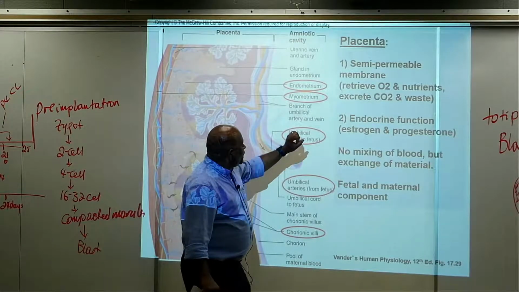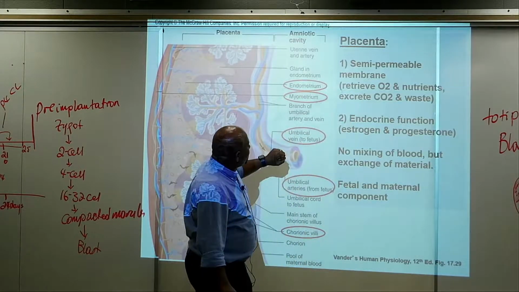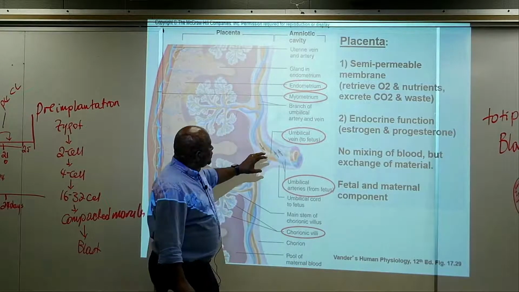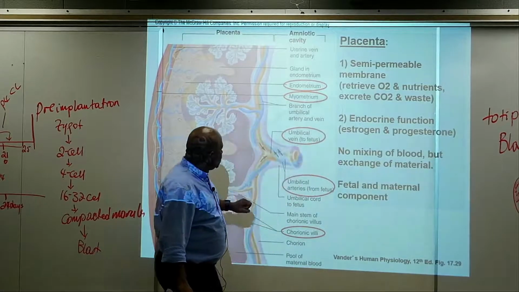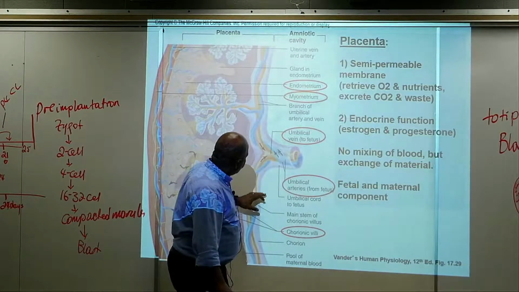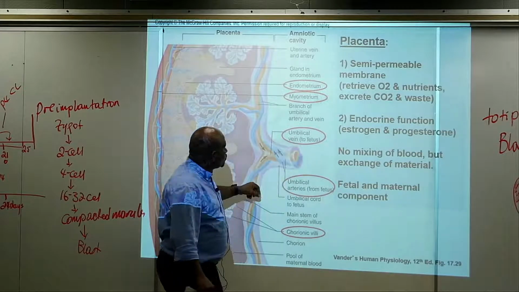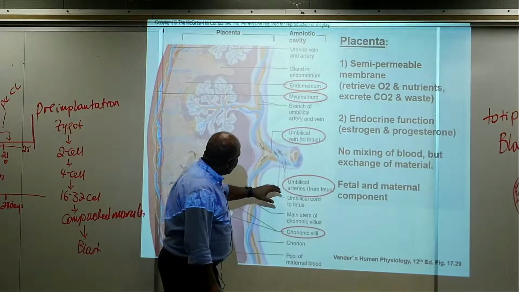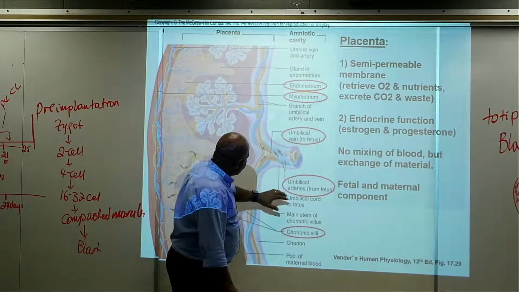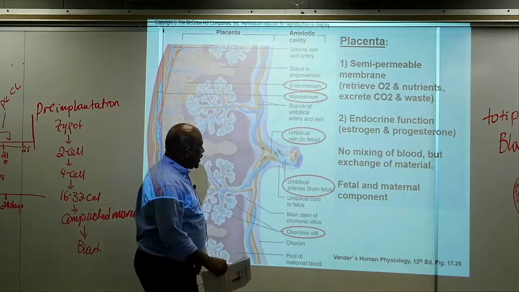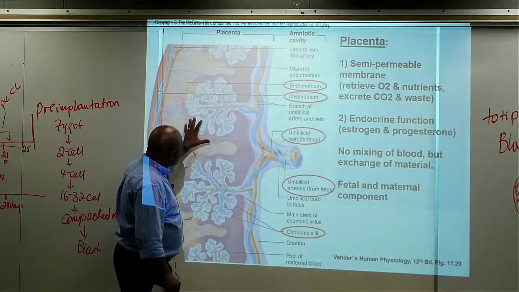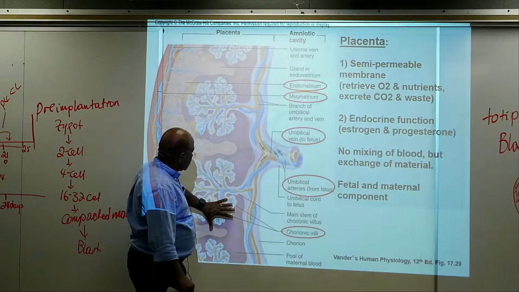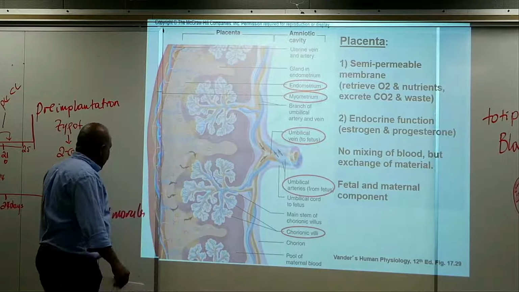The semi-permeable membrane of the placenta allows oxygen and nutrients to be retrieved through the umbilical vein to the fetus, and excretes, carbon dioxide and wastes are removed from the fetus to the maternal side using the umbilical arteries. So this shows how the structure of the placenta looks, which is developed from the trophectoderm cells of the embryo.